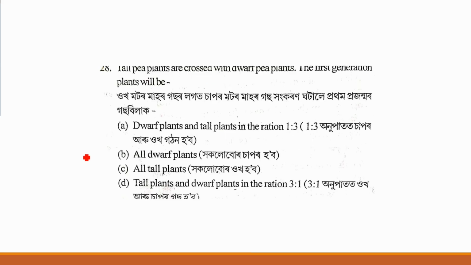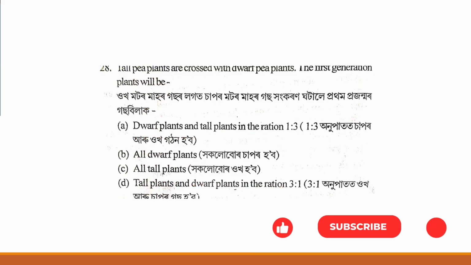Students, here the question is, tall pea plants are crossed with dwarf pea plants. The first generation plants will be: option A, dwarf plants and tall plants in the ratio 1:3. Option B, all dwarf plants. Option C, all tall plants. Option D, tall plants and dwarf plants in the ratio 3:1.